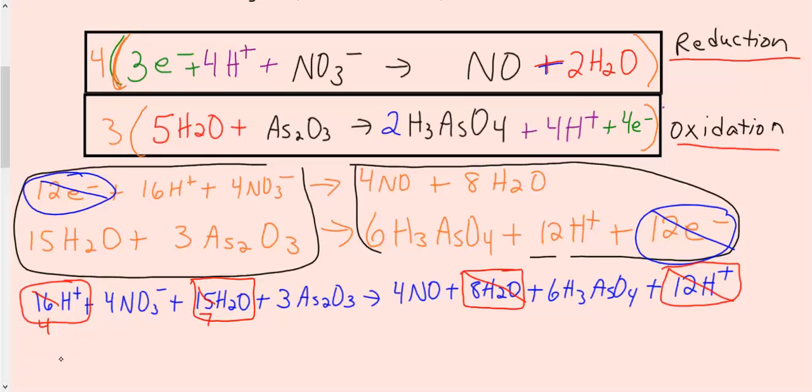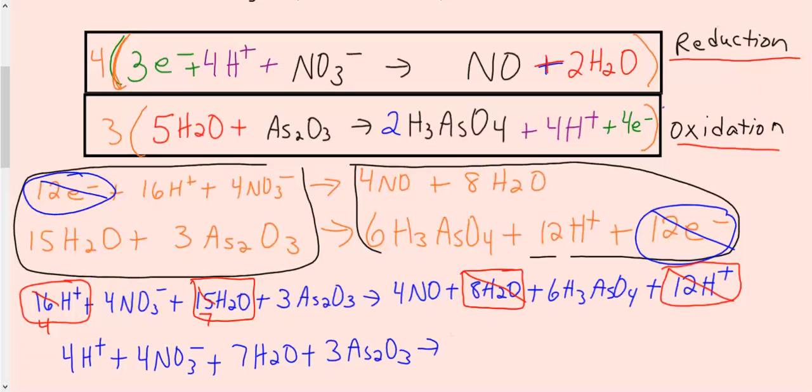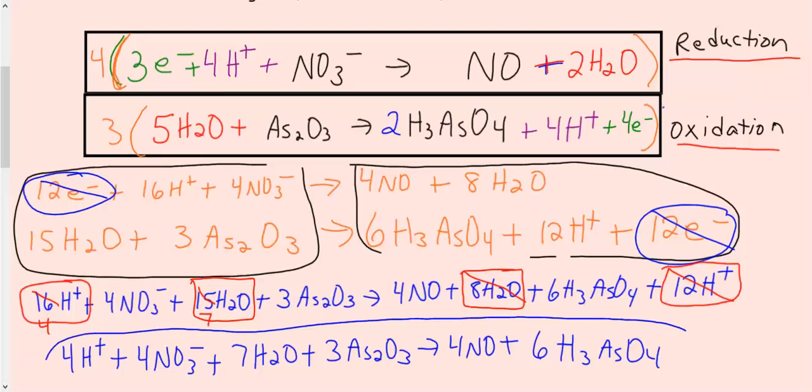So we can rewrite this equation to be 4 H plus plus 4 NO3 minus plus 7 H2O plus 3 As2O3 yields 4 NO plus 6 H3AsO4. And that is our balanced redox equation.